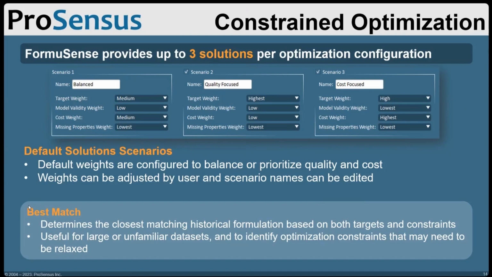We also, in the software, provide a best match, allowing you to determine the closest matching historical formulation based on both the targets that are configured and the objective function values, and then also ensuring that the best matching historical formulation doesn't break constraints. So that would be useful if you're working with large or unfamiliar data sets, seeing what was the best matching past formulation to what you've configured in your optimization, and also in identifying optimization constraints that may need to be relaxed.